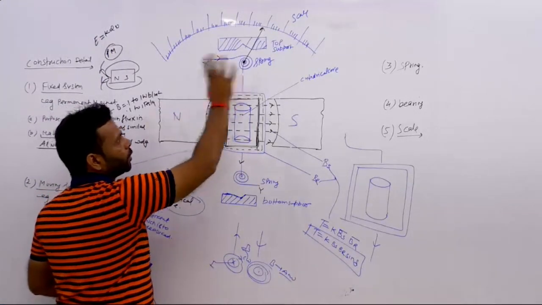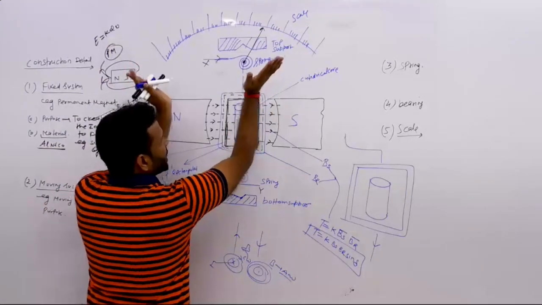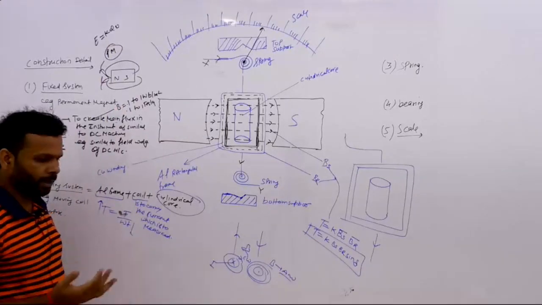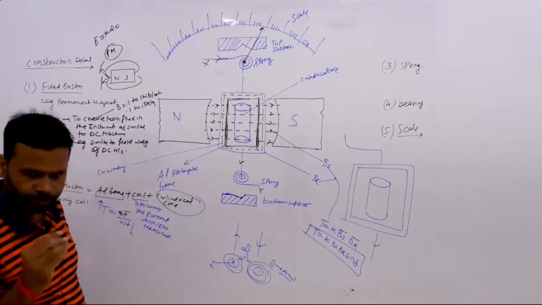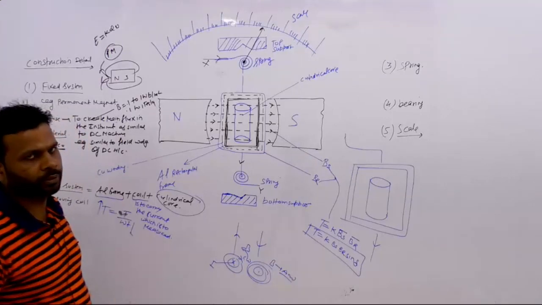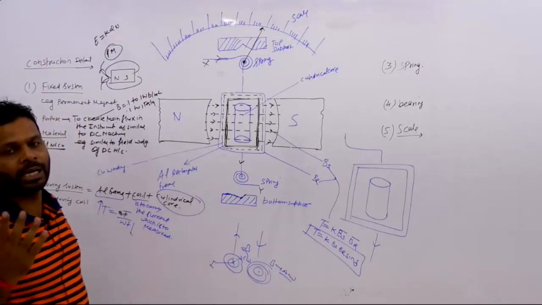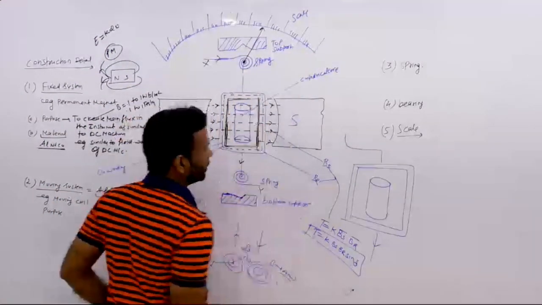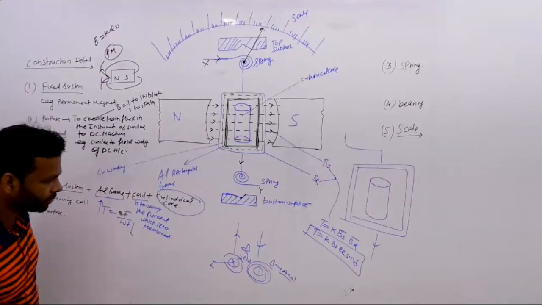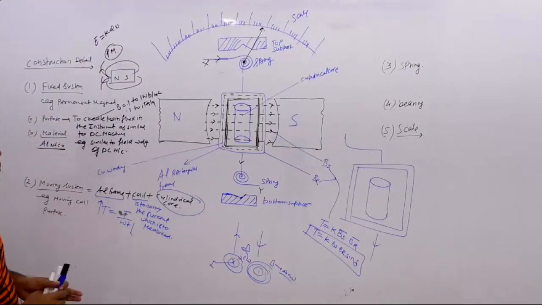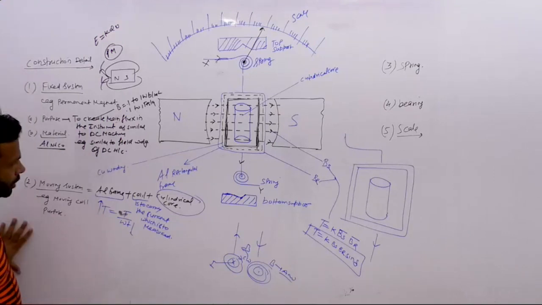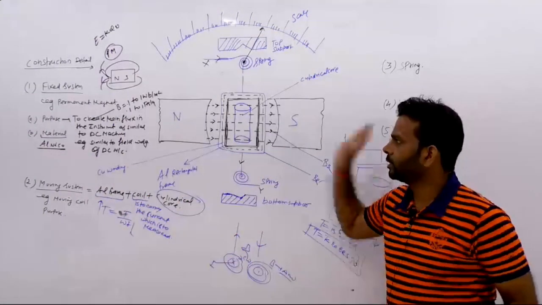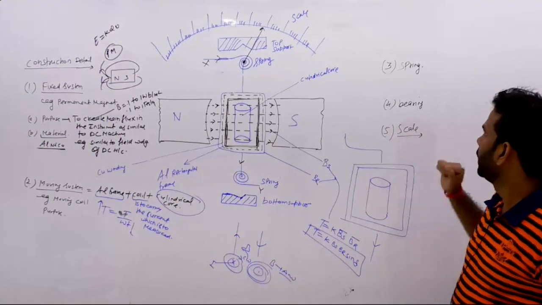But in case of your instrument, the rotation is fixed by the stopper at the left hand and right hand side. So your PMMC instrument is just similar to your DC machine with a limited rotation, and that limited rotation is provided by the stopper at the left and right of your instrument. Is it clear? I just discussed the fixed system and the moving system and the purpose of everything. So let's take the construction part.